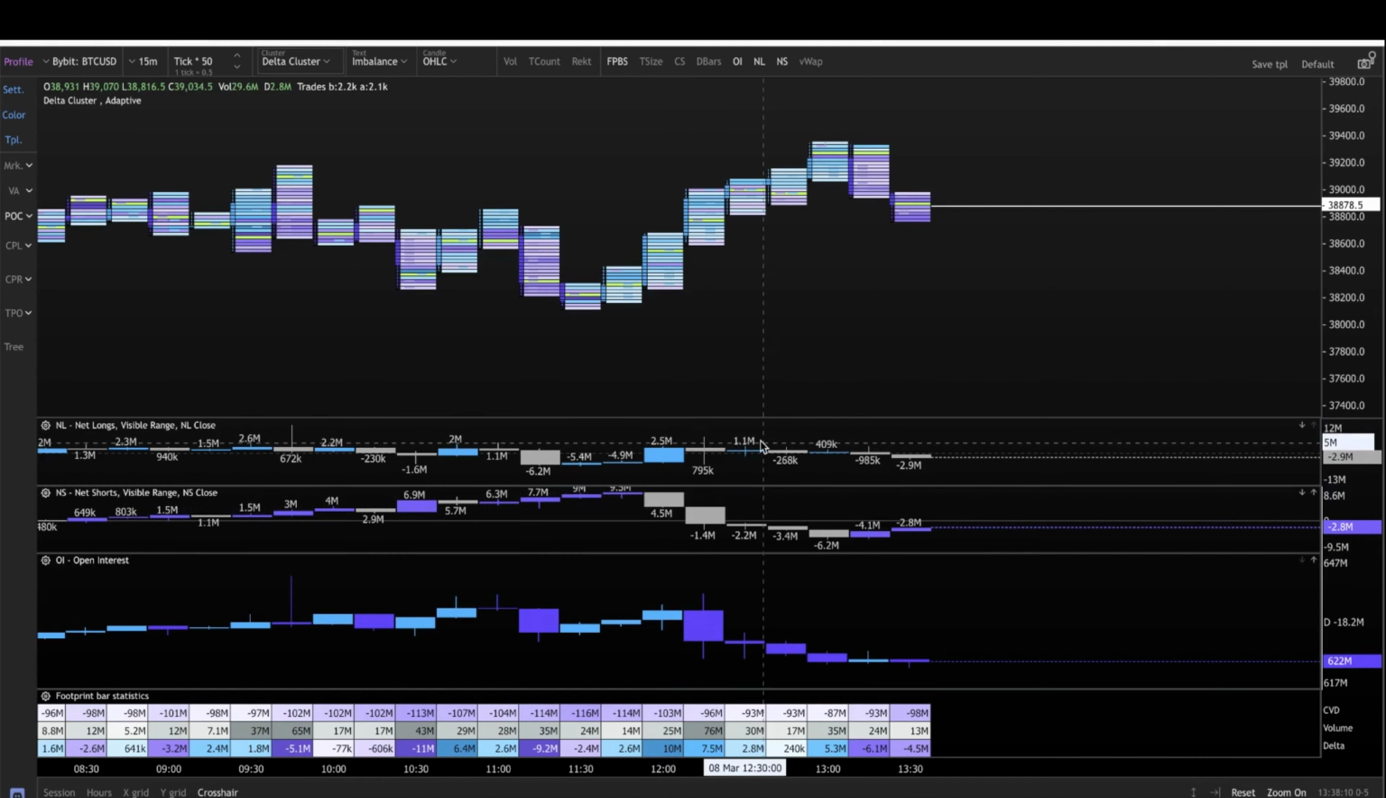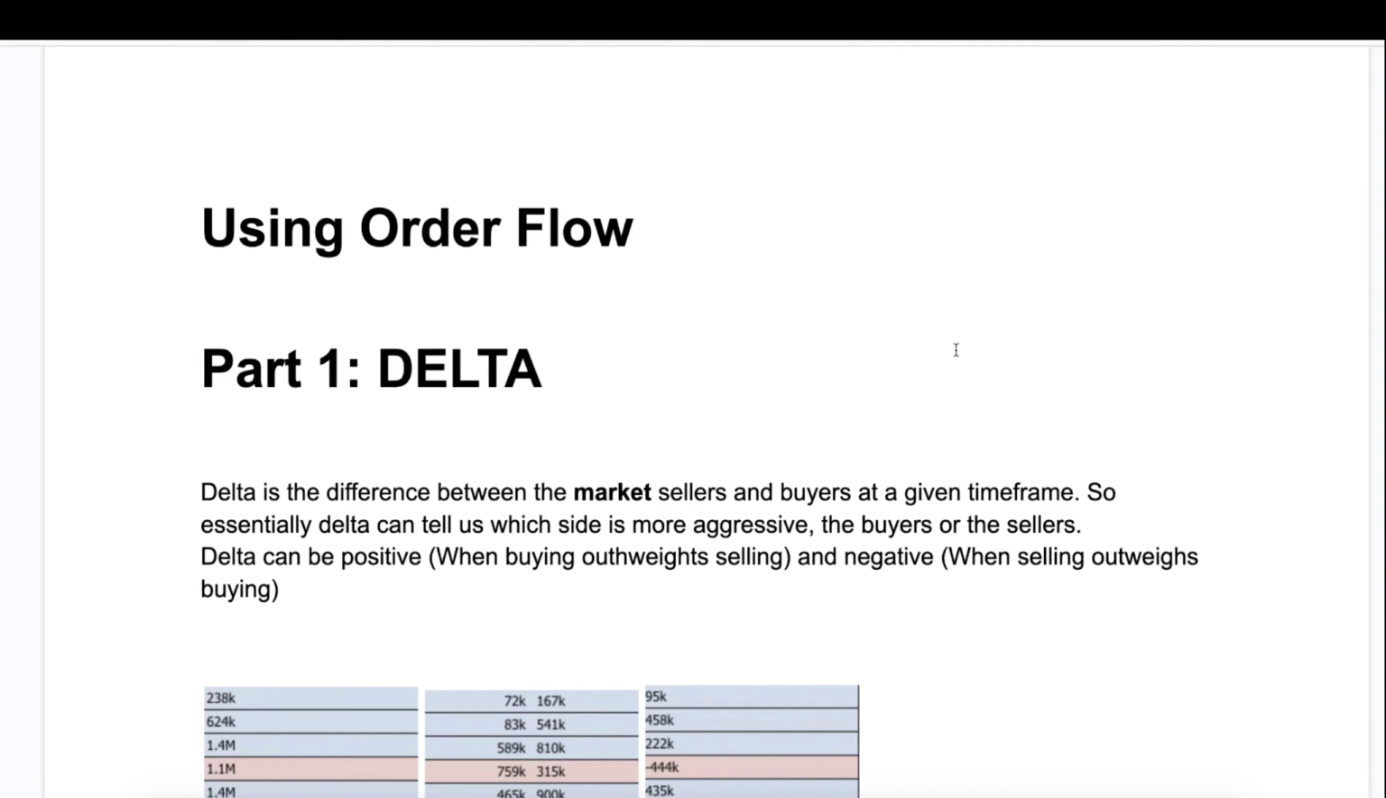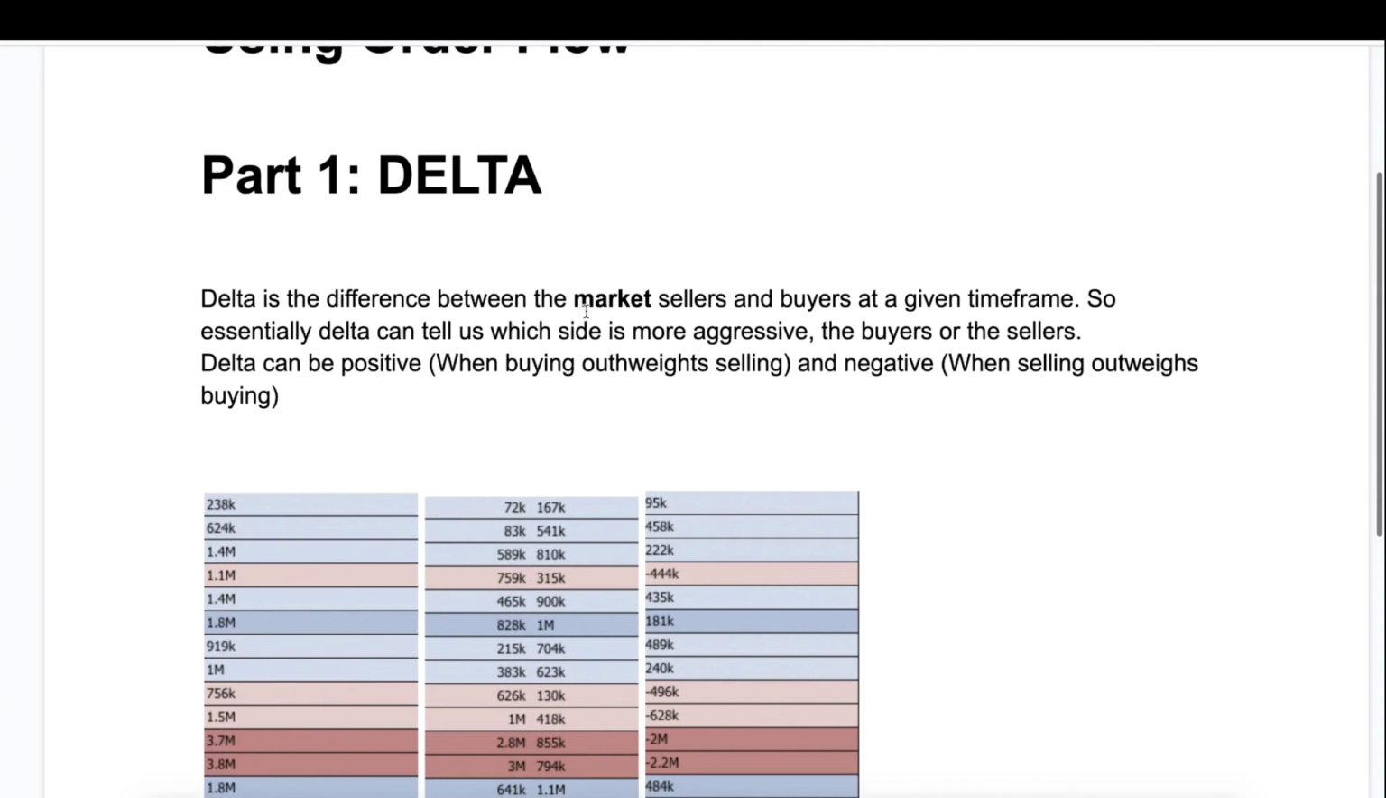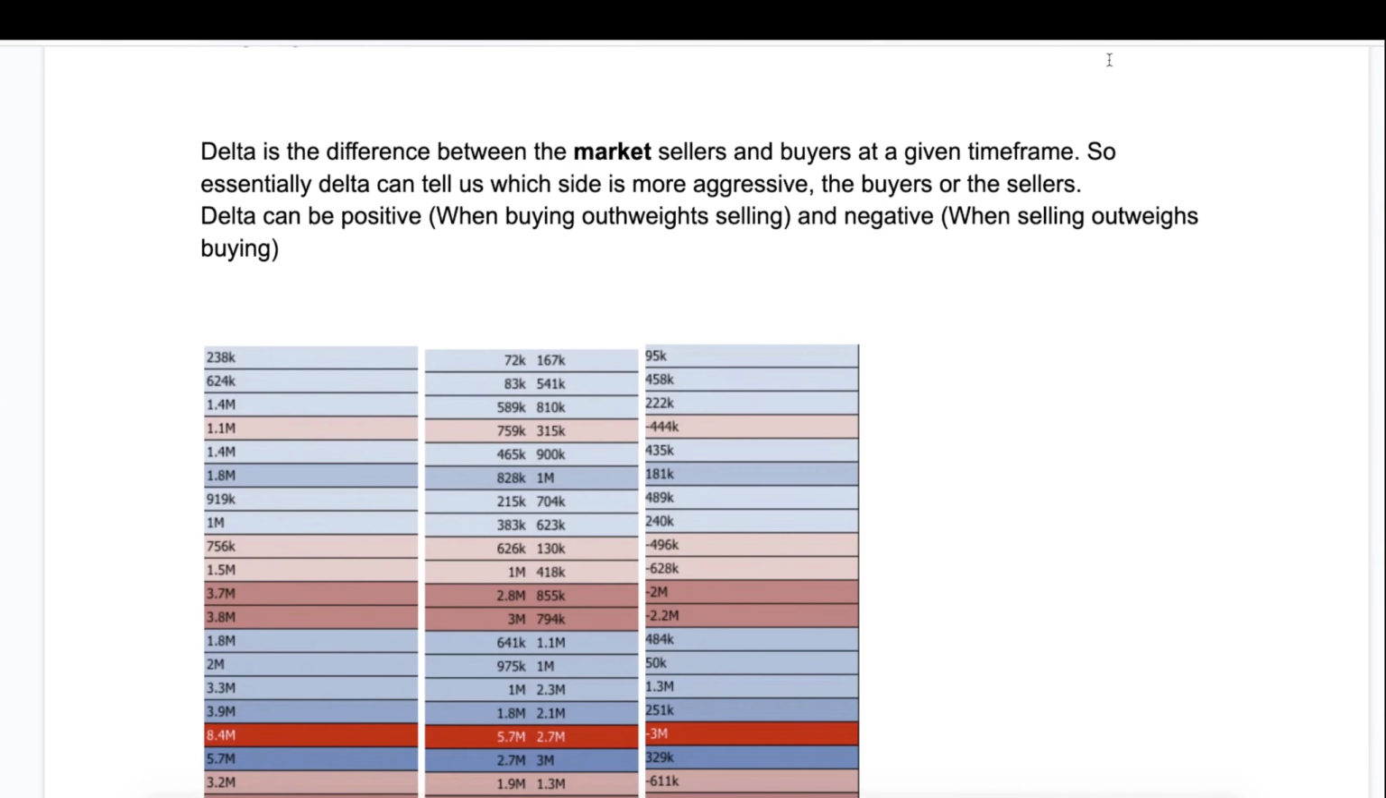Okay. So this is kind of what everything is, and now I'm going to get into delta and explaining how we can actually use this, okay? So what is delta? We've already gone over this, but delta is the difference between the market sellers and the market buyers at a given time frame, okay? So what we're doing is buys minus sells, that equals our delta. So essentially, delta can tell us which side is more aggressive, the buyers or the sellers. Delta can be positive when buying outweighs the selling, and delta can be negative when selling outweighs the buying.